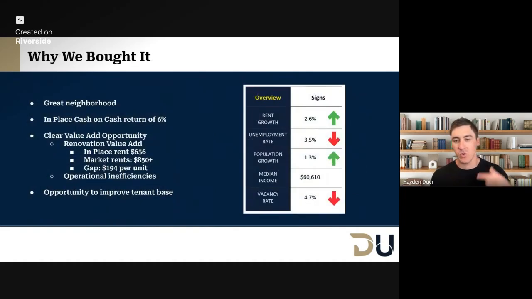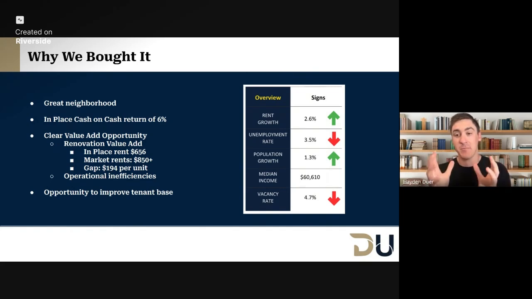All right. So why we bought this particular deal, aside from the fact that it was in a great neighborhood in Kansas City, Missouri: all of the metrics that you see on the right of the slide, rent growth, unemployment rate, population growth, median income, and vacancy rate. All of those metrics were headed in the right direction. And so that's ultimately why we chose Kansas City in general.